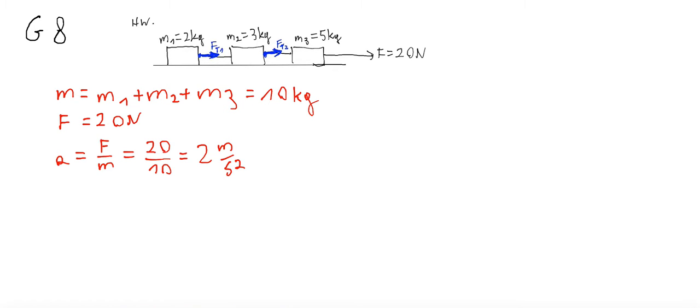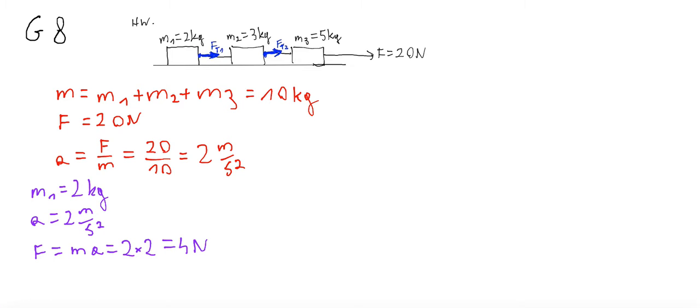Okay, so now maybe let's focus on the last mass on this. Is it clear? Okay, so mass m1 moves with acceleration of 2 meters per second squared, so we can find a force. Force is mass times acceleration, so 2 times 2, which is 4 newtons. So tension 1 is 4 newtons. Is it clear? Okay, now let's focus on another part, on these two masses.